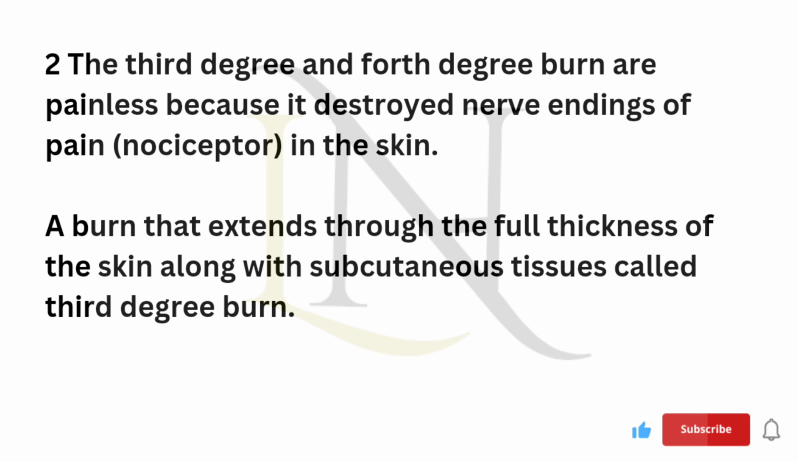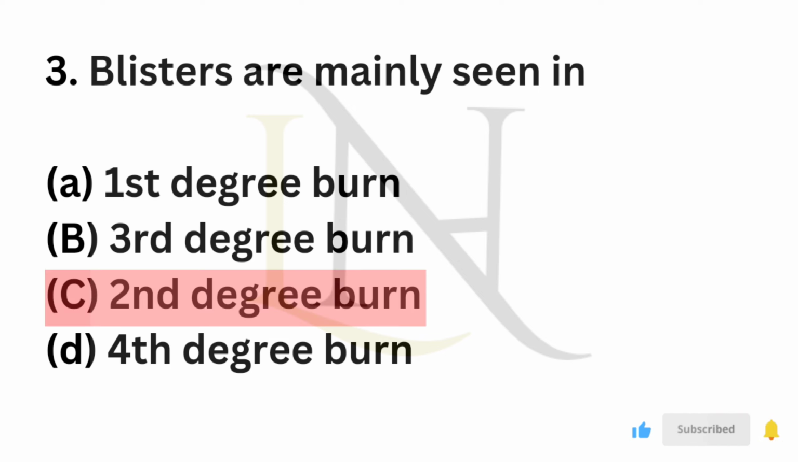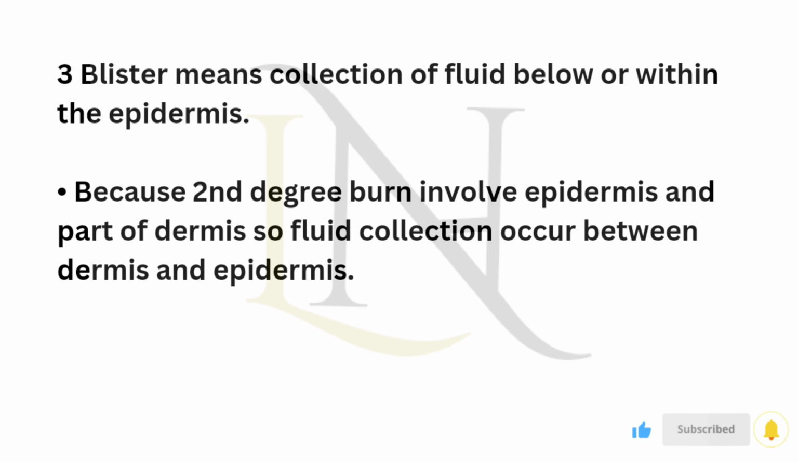Move to the next MCQ. Blisters are mainly seen in: option A, first degree burn; option B, third degree burn; option C, second degree burn; option D, fourth degree burn. In which degree are blisters mainly seen? Answer is option C, second degree burn, where blisters are present. Blisters mean collection of fluid below or within the epidermis, because a second degree burn involves the epidermis and part of the dermis. So fluid collection occurs between the dermis and epidermis.